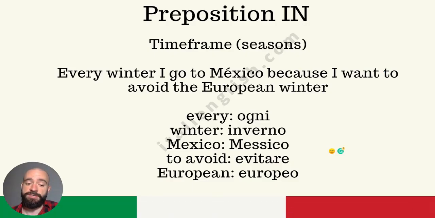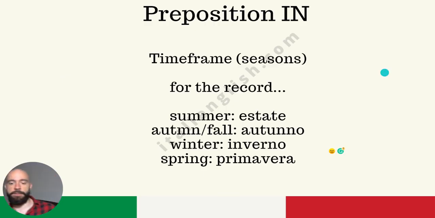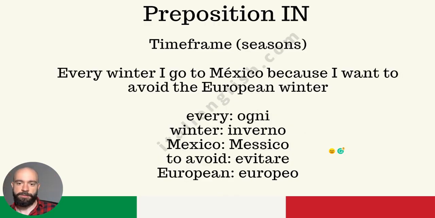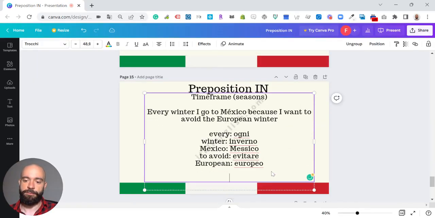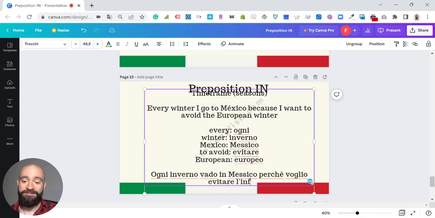I'm going to give you some seconds or maybe a minute to translate this one. Pause this video. The translation is, well, I did not write this down. Awesome. I bet. Let's do this right now together. This is going to be hilarious for you to watch. Ogni inverno vado in Messico, moving towards the country, like we said, perché voglio evitare l'inverno europeo.